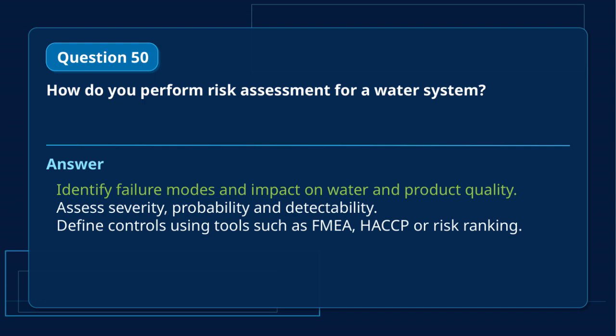It's important to look at how severe each failure could be, how likely it is to happen, and how easily we can detect it. To organize this process, we use tools like FMEA, which helps analyze possible failures, HACCP, which focuses on critical control points, or risk ranking methods to prioritize risks effectively. This systematic approach ensures we can design controls that minimize risks and maintain safety and quality throughout the water system.